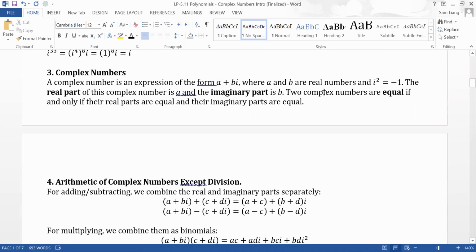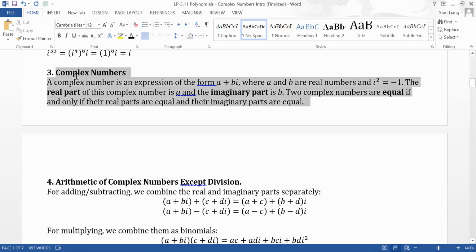And two complex numbers are equal if and only if, this is pretty obvious, their real parts are equal and their imaginary parts are equal. So it has to be exactly the same. 3 plus 2i is only equal to 3 plus 2i in the complex number system. They have to have the same real part and the same imaginary part, so a and b have to be the same for them to be equal.